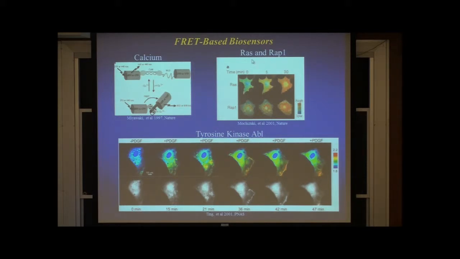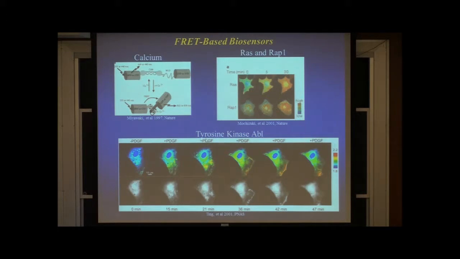Or people can use the same principle to monitor small GTPases such as Ras and Rap1. So both are small GTPases, but as you can see, Ras can be activated from the cell periphery and extend into the intracellular space. Whereas Rap, although belonging to the same small GTPase family, has an activation pattern that is quite opposite. It starts at the perinuclear region and extends to the cell periphery. Okay, so with FRET biosensors, you can really visualize the relative spatial temporal differences between molecules.